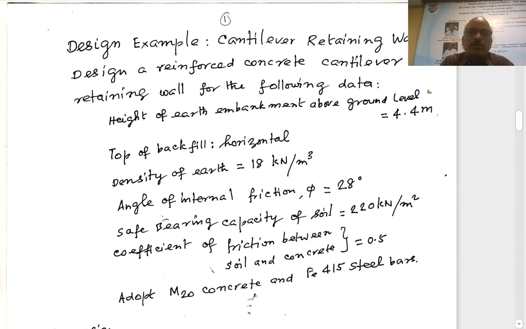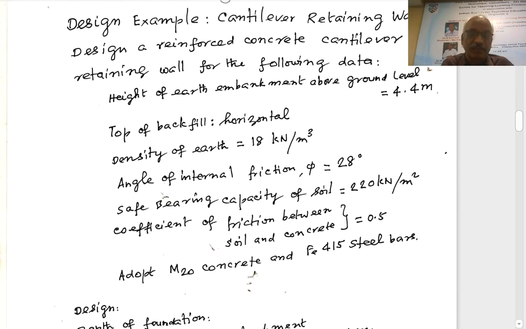So we have to find out what is the height of the stem. So we cannot provide on the ground. So we have to provide some minimum depth of foundation. So for that density of earth is given, and also safe bearing capacity. So these are the data that are required for the design. Adopt M20 concrete and the Fe415 steel. So that's about the data.